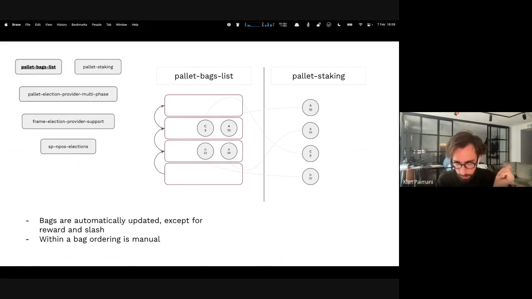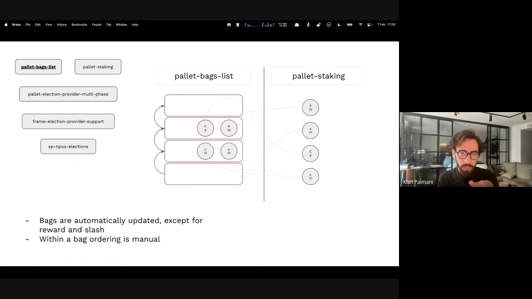And in the current implementation, the staking palette would automatically update the bags whenever there's a transaction. So whenever there's a bond extra or unbond, do we have anything else? I don't know, any other transaction that alters the bond of accounts is automatically reflected in the bags list, but slashing and reward is not. And we expect the users or nominators to care enough to do that themselves.